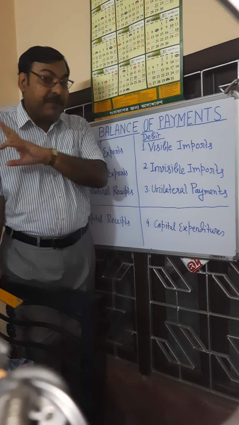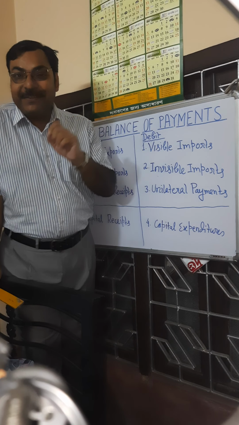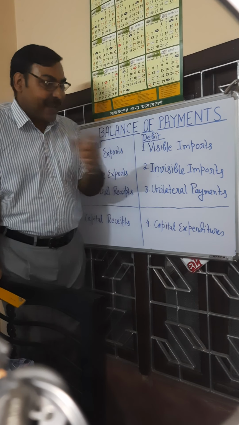Invisible items are not within the balance of trade. Balance of trade considers only visible items, item number 1.